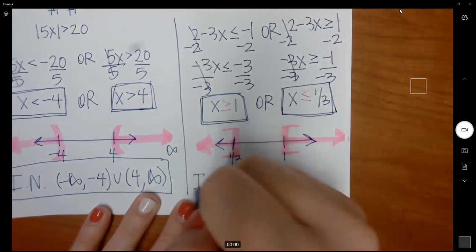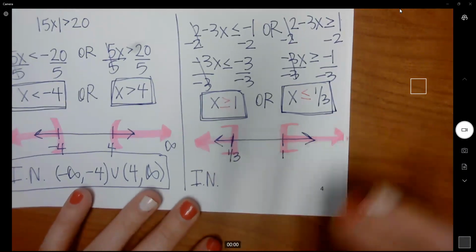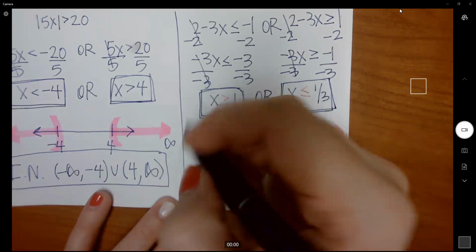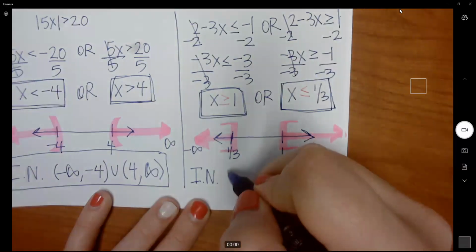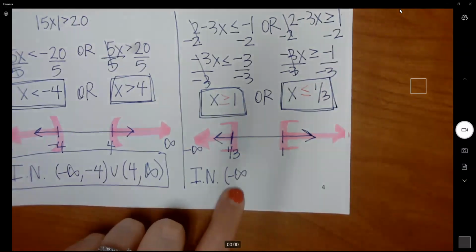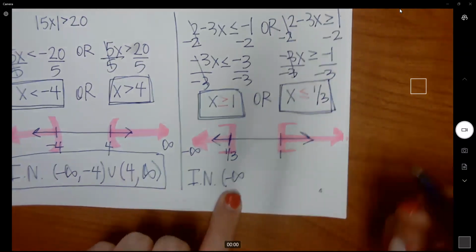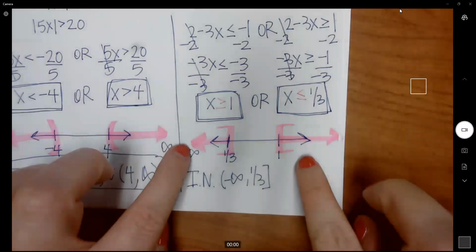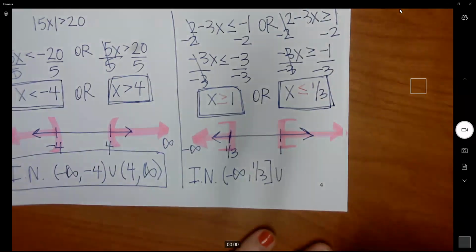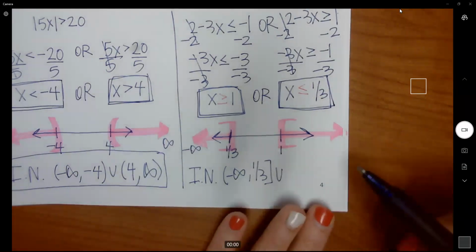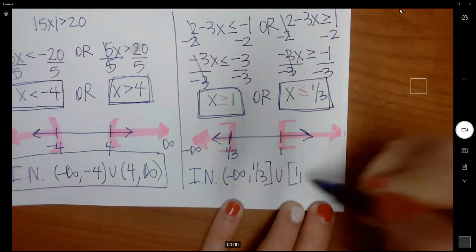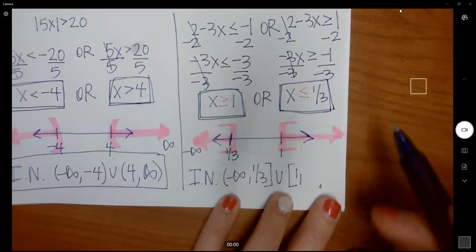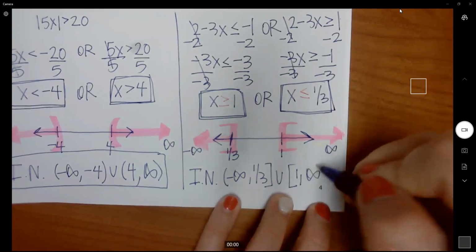So in interval notation, this portion here is forever going to the left. So that is negative infinity with a parenthesis. Infinity always gets parentheses. To 1/3 with a bracket. Because I have two separate things, I'm going to join them together with a union. Then this side over here, you've got bracket 1. It's forever going to the right, which is infinity. So infinity there.